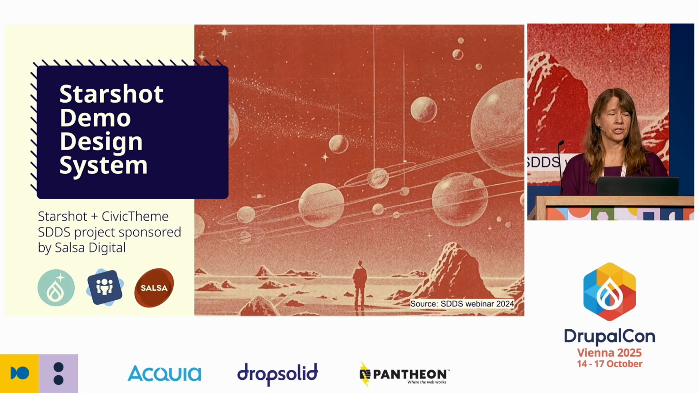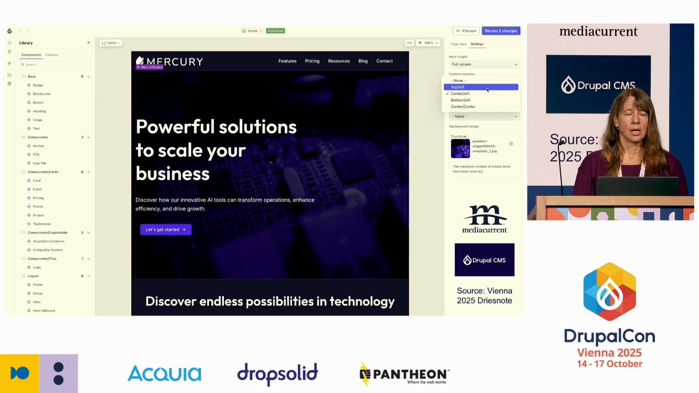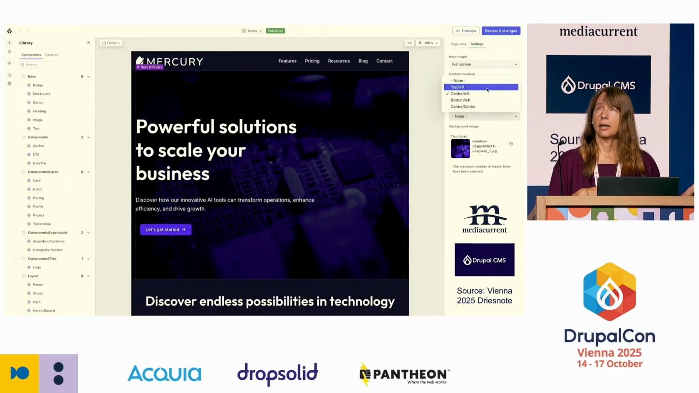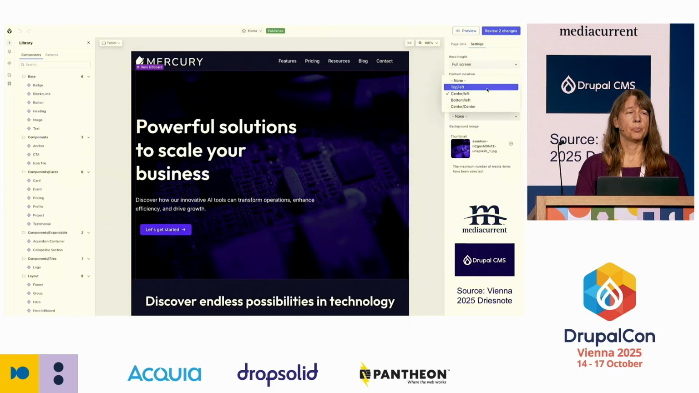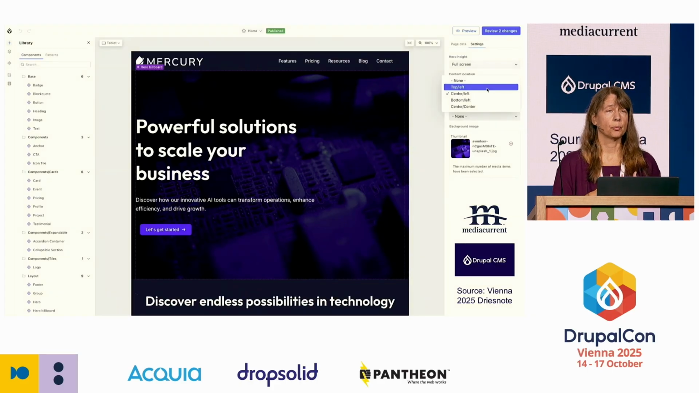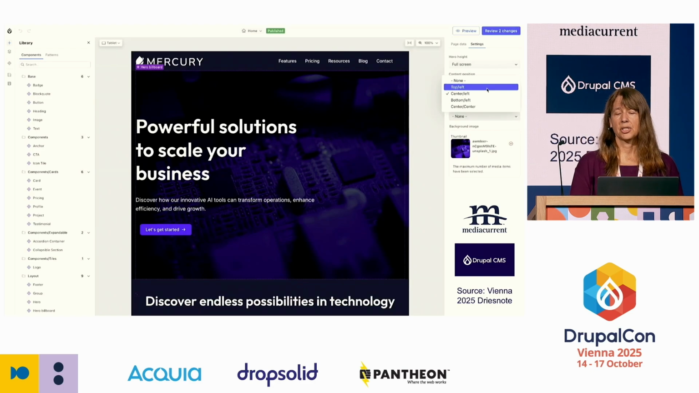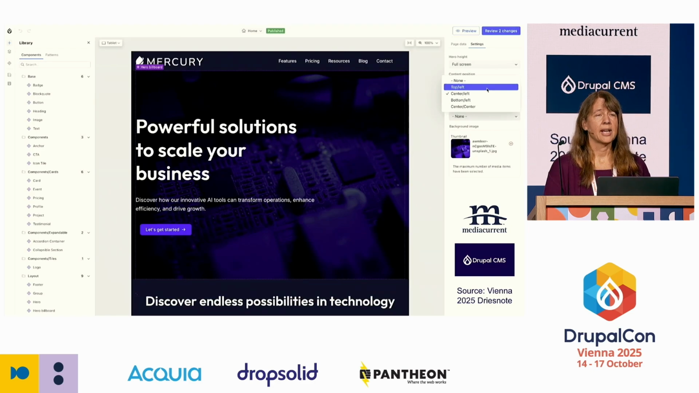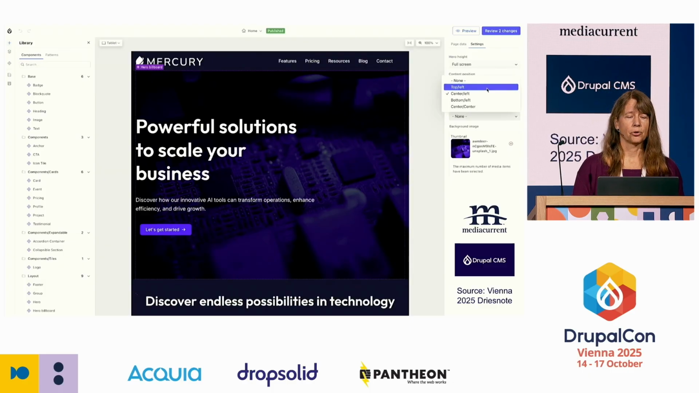That was a really fun project with Salsa Digital, and we had support from the community, notably from QED42. Fast forward, and in December of last year, they put a call out to have a design system that would be shipped with Drupal CMS. The Media Current team stepped up and said, yeah, we'd like to do that. They have been building that since January of this year. And if you went to the Dries note or some of the other sessions, you've seen Mercury, and they've also started building some site templates off of that.